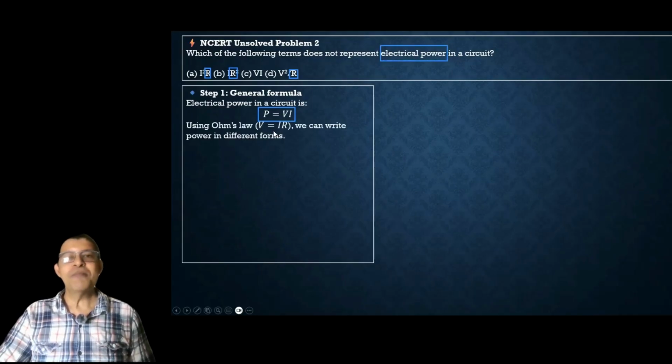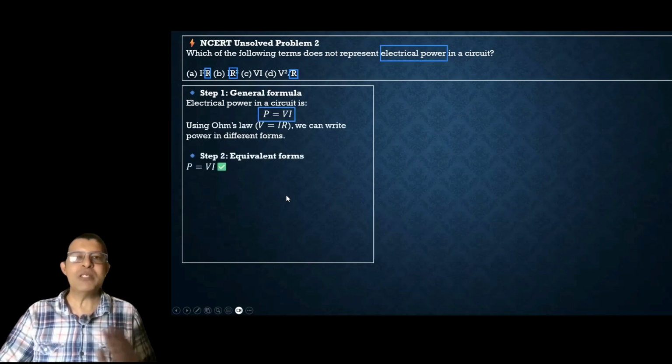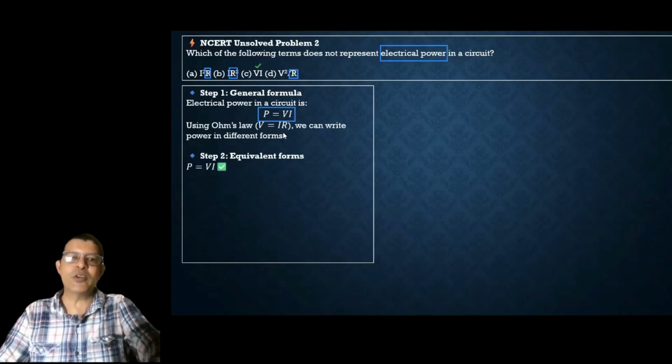So using Ohm's law, V is equal to current into resistance. We can now write power in different forms. First, the initial form is VI only. So the VI form is the right option. VI is the right option. But we are asked the incorrect option.